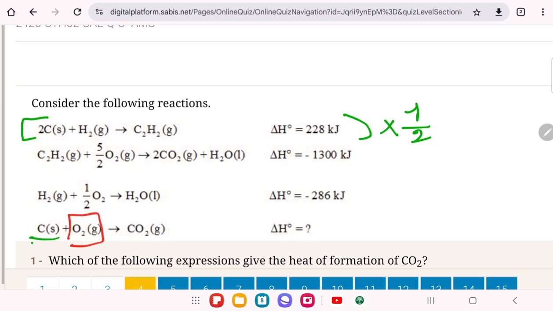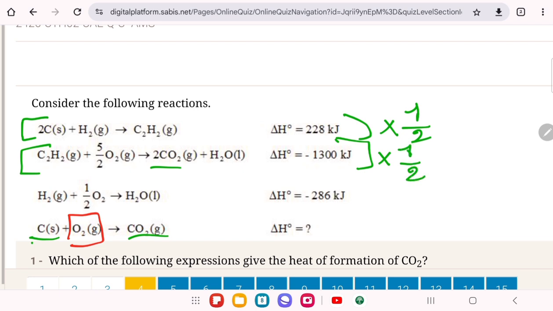For the O2, if you see O2 in more than one equation, we always leave it for the very last, the very final thing. Now the CO2, it is a product and its coefficient is 1. So which equation has CO2? This is the only equation that has CO2, but its coefficient isn't 1, it is 2. So that means we also have to multiply this by 1 over 2.